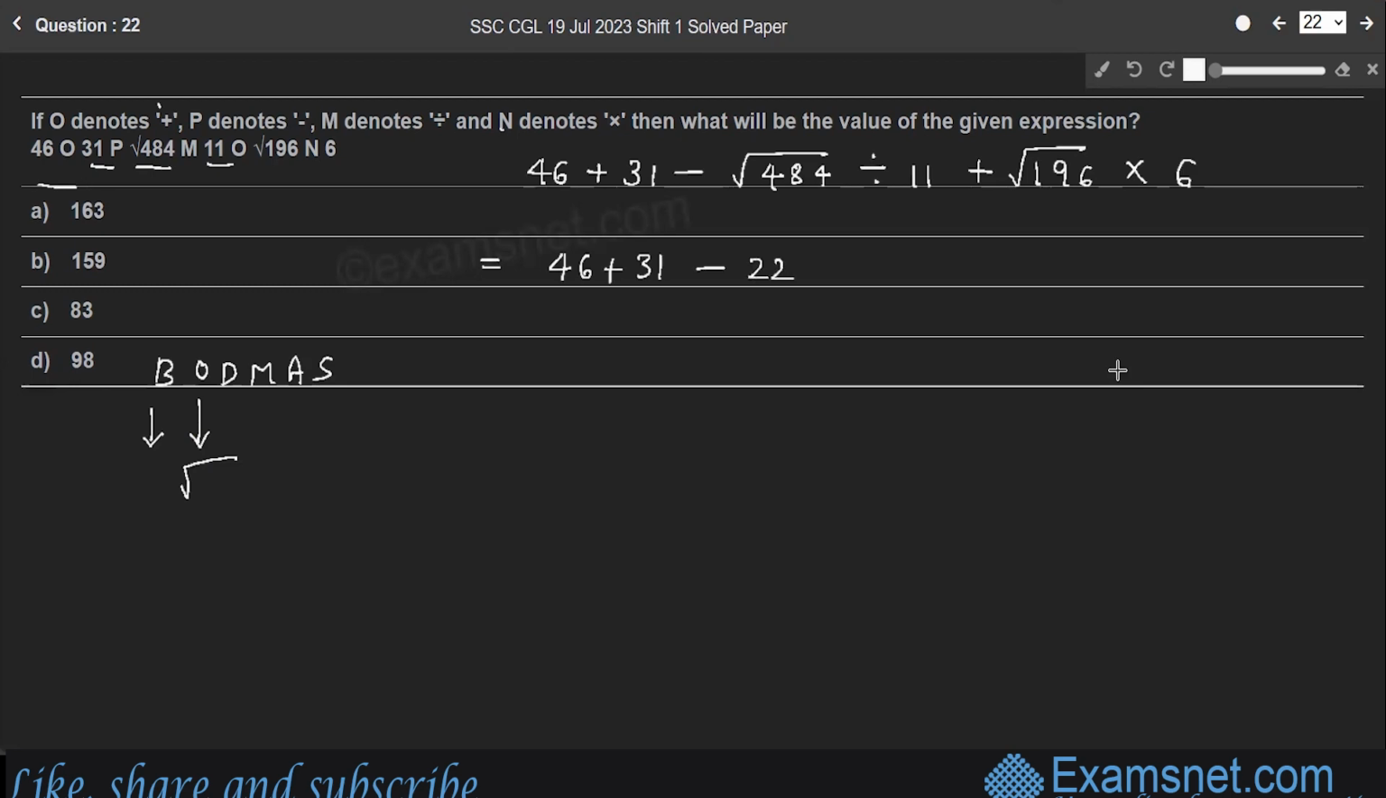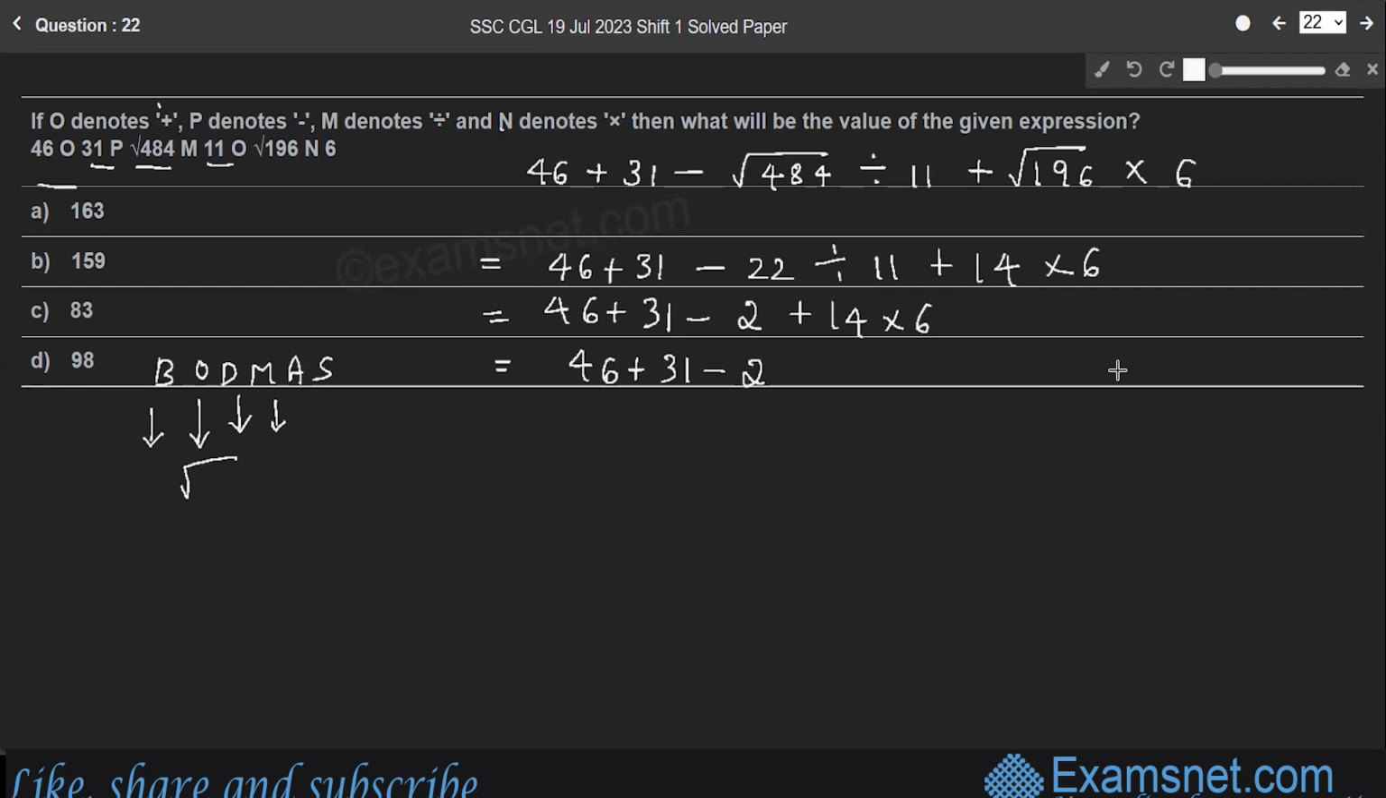22 is root of 484 divided by 11 plus root of 196 is 14 into 6, right? Into 6. Next comes division, right? So go for that. 46 plus 31. So minus 22 by 11 is minus 2 plus 14 into 6. So next comes multiplication. 46 plus 31 minus 2.